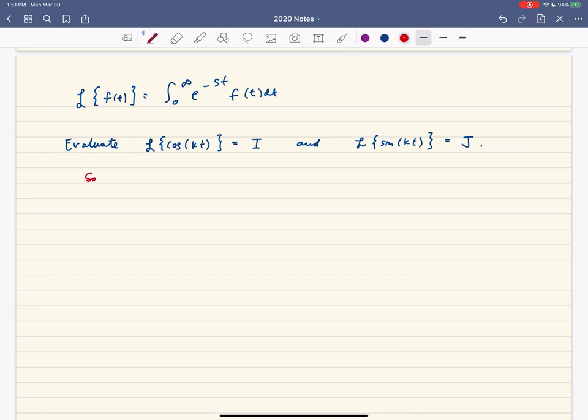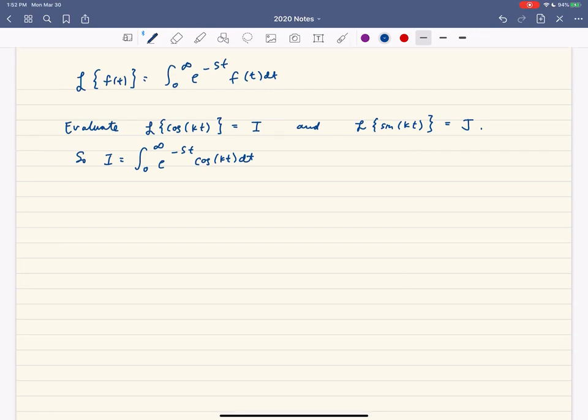So it turns out, if we just plug in, just by definition, if we let f of t be cosine of kt, we end up with the integral from 0 to infinity, e to the negative st, cosine of kt dt. And what we're going to do is going to be calc 2-ish. We're going to do some integration by parts, and we'll see exactly how this works. And then I'll show you a real nice, cleaner way to do this.